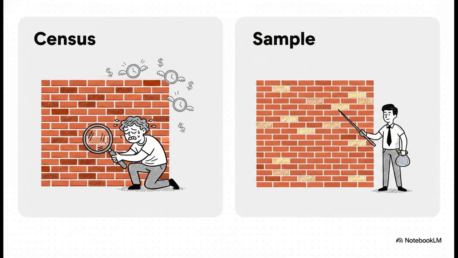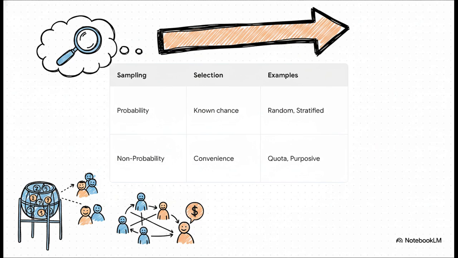Because of that trade-off, most researchers rely heavily on smart, accurate sampling. To keep things from getting overwhelming, we can group all sampling designs into two clear buckets. Probability sampling means every unit has a known non-zero chance of being selected, kind of like a simple random lottery or a systematic selection. Non-probability sampling is based a bit more on the researcher's interest, convenience, or network. This includes things like snowball sampling or accidental sampling.